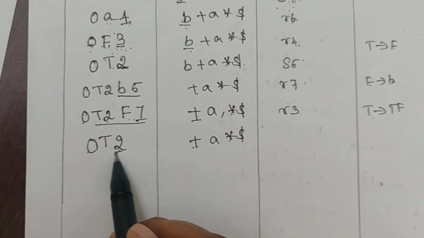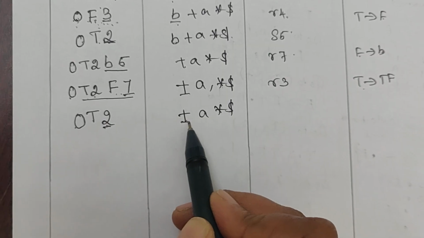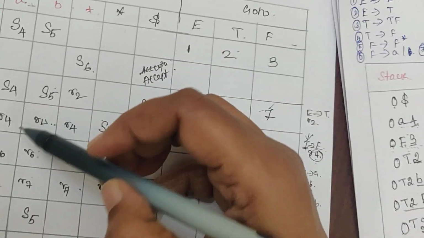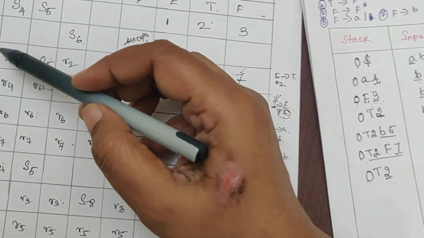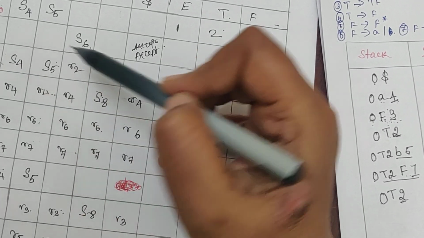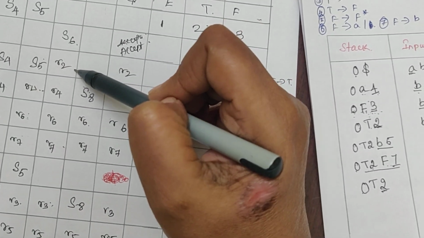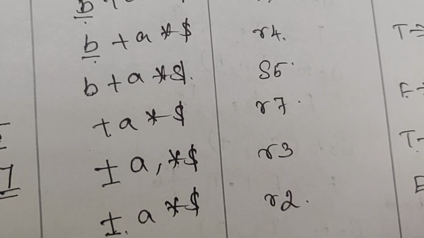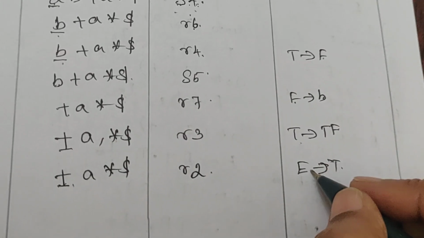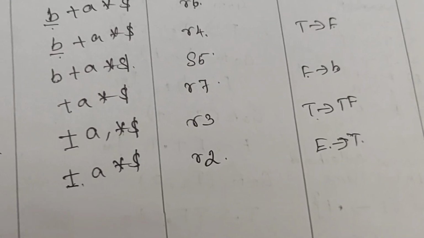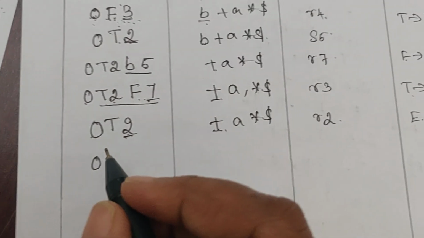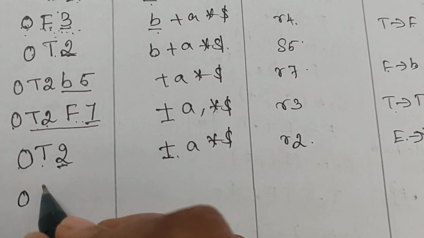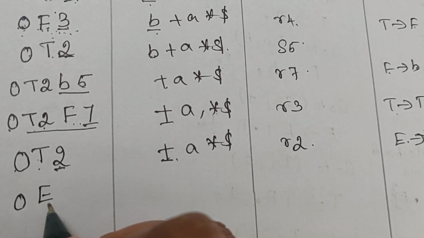2 on plus. Next input is B. Here I have 2 on the top of the stack, input I'll have plus. So I check with your parsing table. 2 on plus is R2, right? R2 is E tends to T. I have T. I have to reduce it to E. So retain this 0. This 2 T will get converted into E.